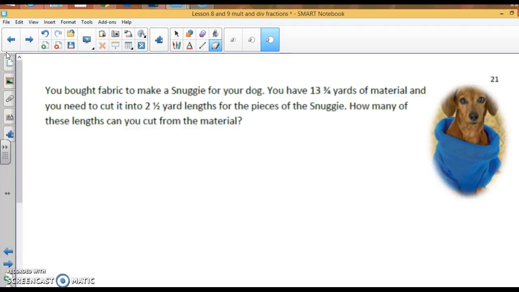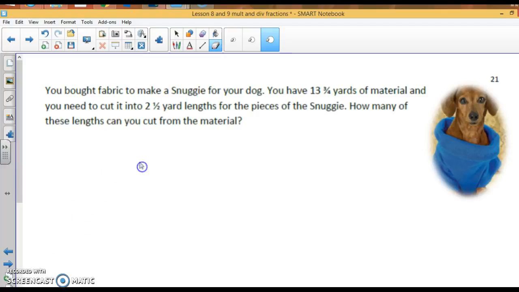All right. We are on, in your note packet, page 18. You bought fabric to make a Snuggie for your dog. You have 13 3/4 yards of material, and you need to cut it in 2.5 yard lengths for the pieces of the Snuggie. How many of these lengths can you cut from the material?